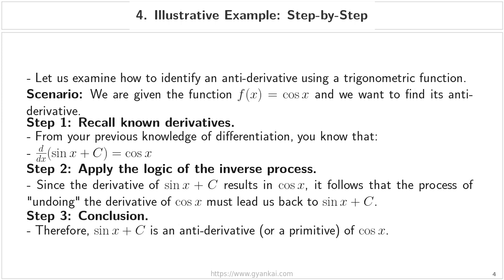Finally, step 3, conclusion. Therefore, sine x plus c is an antiderivative, or a primitive, as we discussed, of cosine x. We've successfully found a function whose derivative is cosine x. This example demonstrates the core idea. If you know the derivative, you can work backwards to find the original function, keeping in mind the constant of integration. We'll explore why that constant is so important in the next section. But for now, you've seen a clear example of how to find an antiderivative.